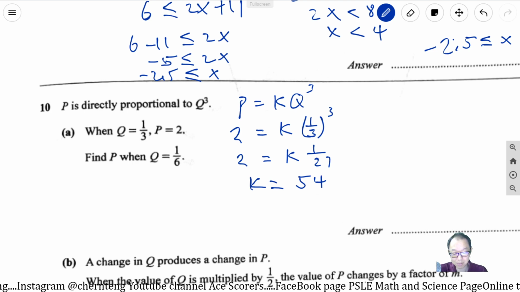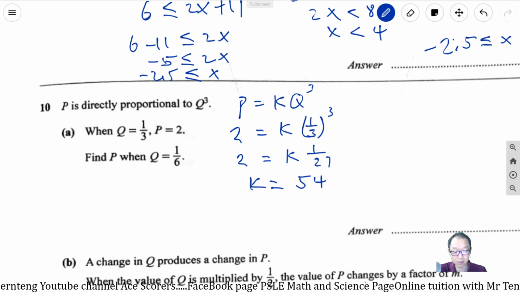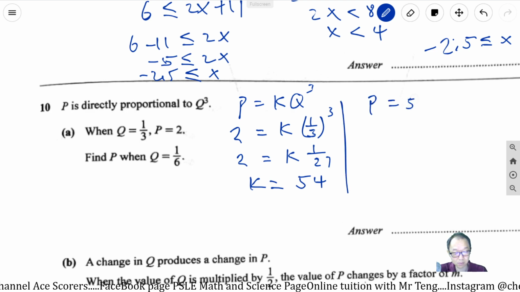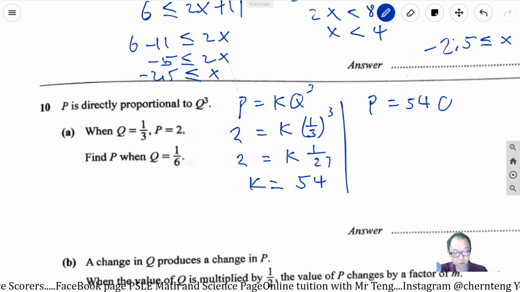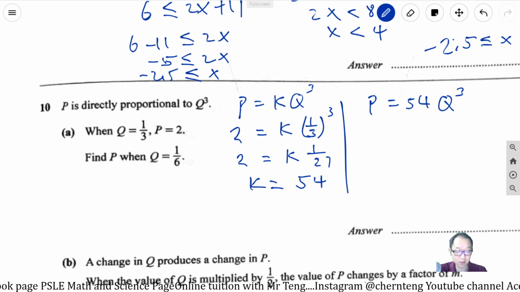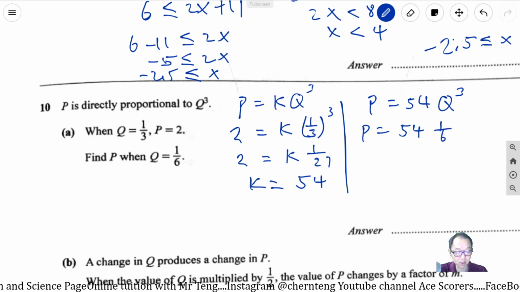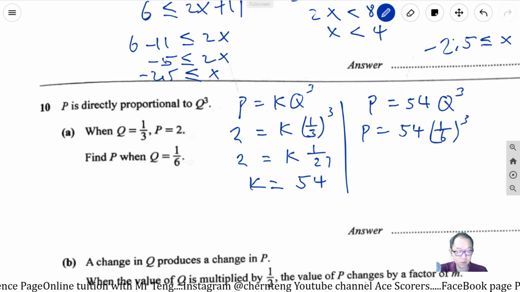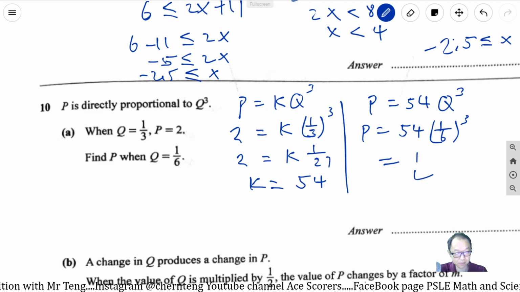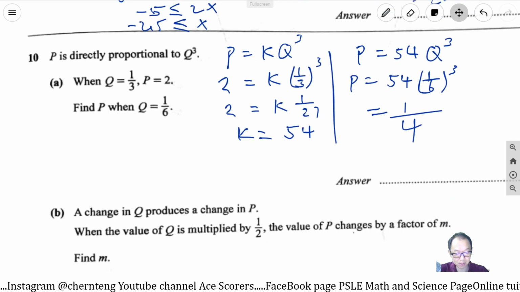But find P when Q equals 1/6. So that's not the end. You need to put your K back, right? So P equals 54 Q cubed. But in this case, Q equals 1/6. So P equals 54 times (1/6) cubed. Use your calculator to get 1/4. That's it. Next. Easy peasy.